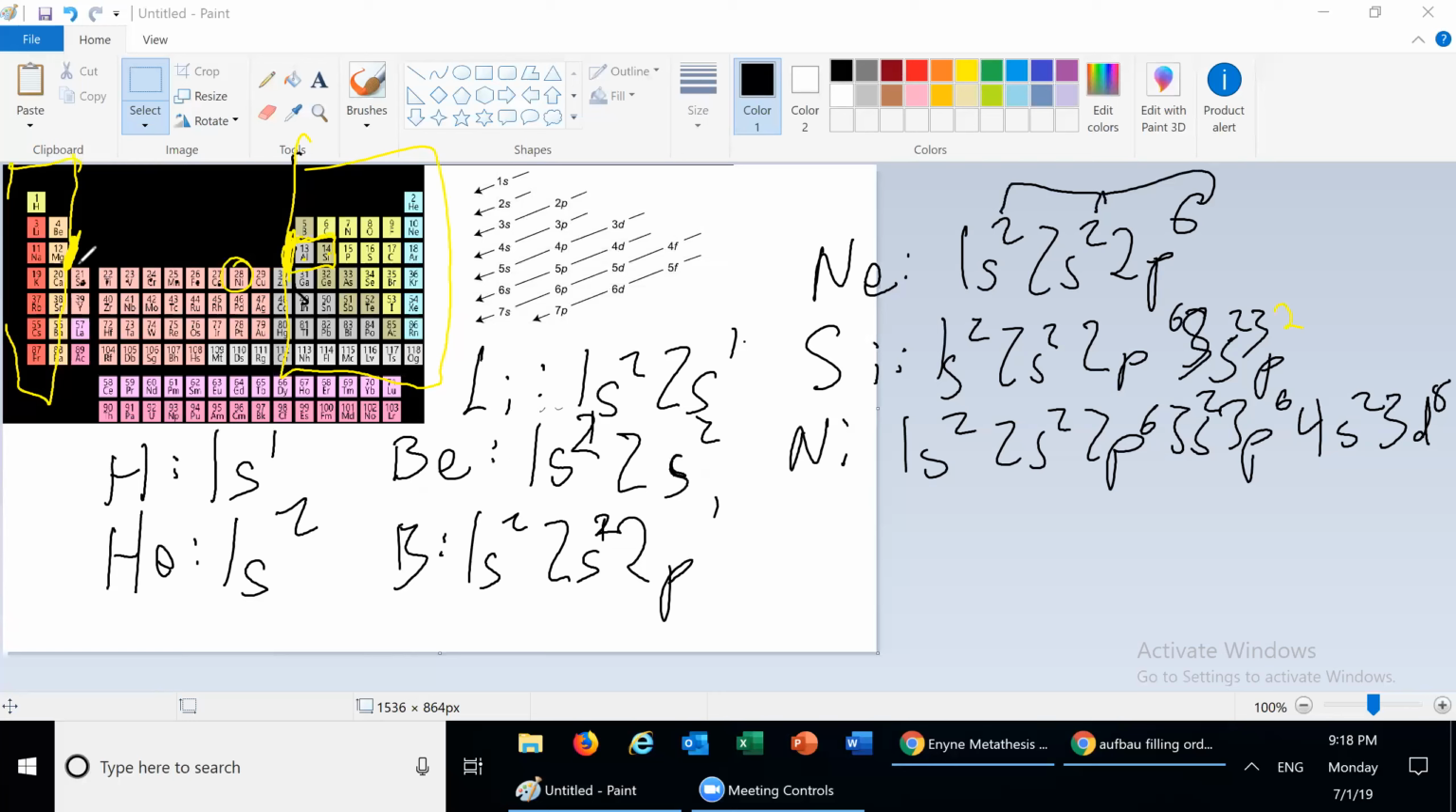So what do you think this block of the periodic table is called? It's called the D block. Yeah. Okay. And this is the F block. Okay. So now let's talk.